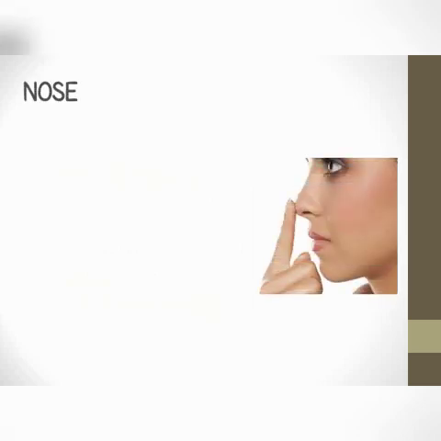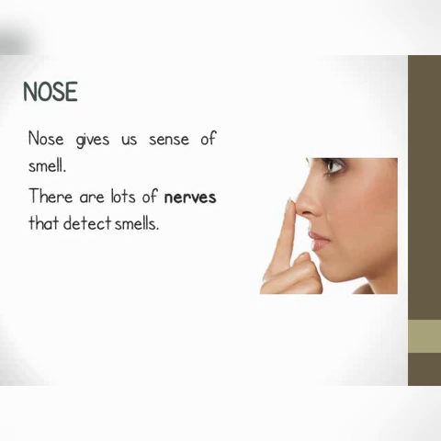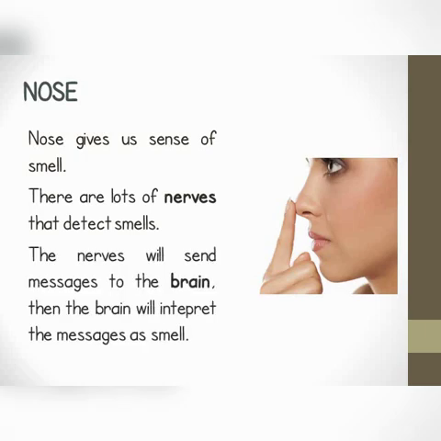The next one is our nose. This one is our nose. The nose gives us the sense of smell. There are lots of nerves that detect smells. The nerves will send messages to the brain. Then the brain will interpret the messages as smell. So we can differentiate between the smell of roses, the smell of delicious food, the smell of bad things, for example.